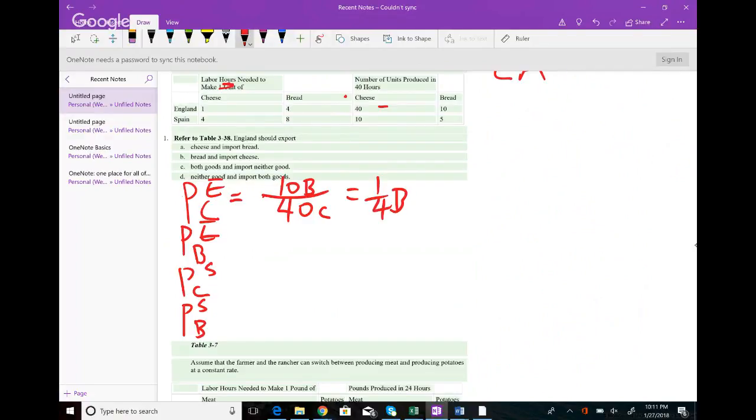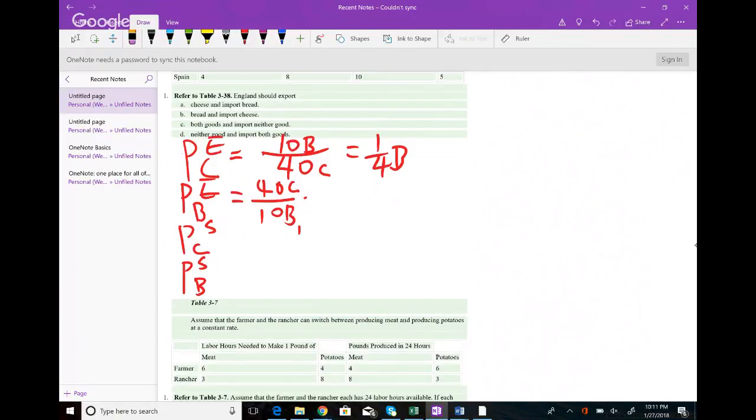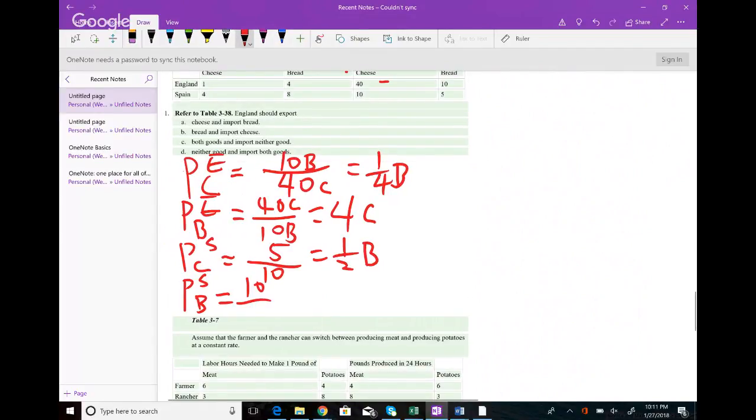And then for bread in England, same concept. So 10 on the bottom now, 40 cheese on top. Simplify this, it will be 4 cheese. Now for Spain, cheese is 10, bread is 5. This will be 1/2 bread. And then for bread over here, that will be 10 over 5. That should give you 2 cheese.